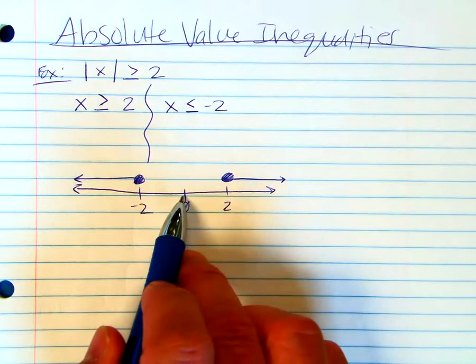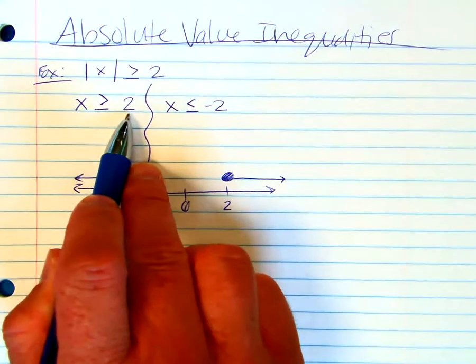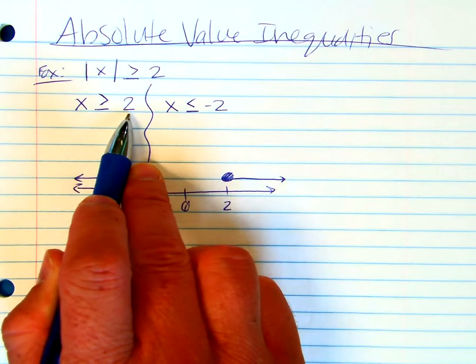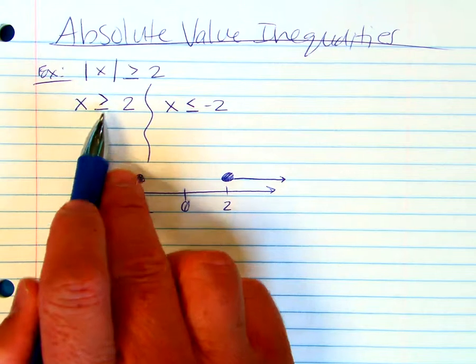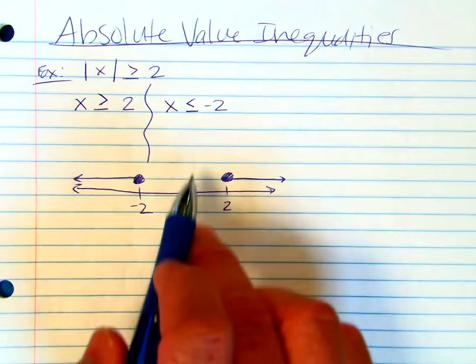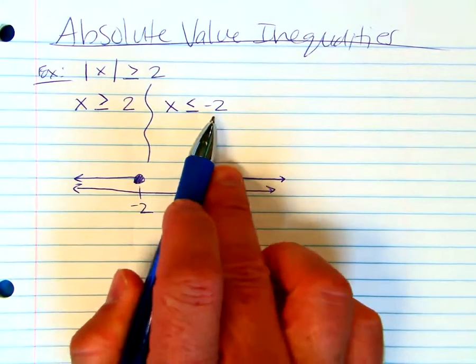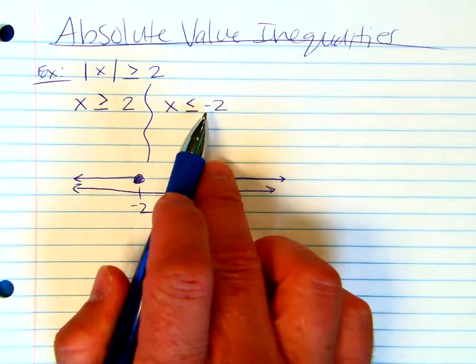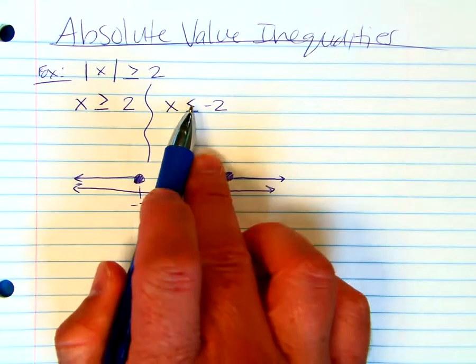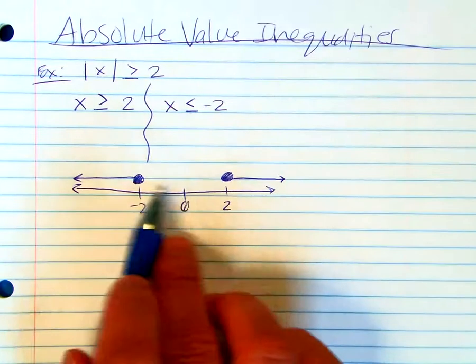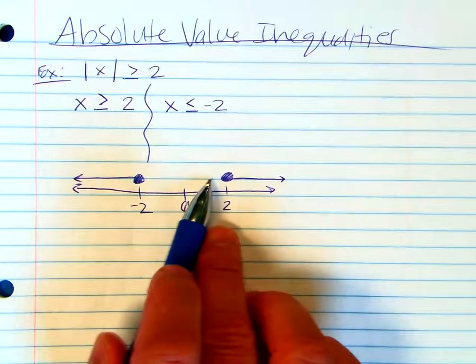0. Let's try 0. Is 0 greater than or equal to 2? No. 0 is not bigger than 2. 0 is not equal to 2. Is 0 less than or equal to negative 2, though? Still no. 0 is not smaller than negative 2. 0 is not equal to negative 2. So we have done this correctly. This area should be empty on our graph.